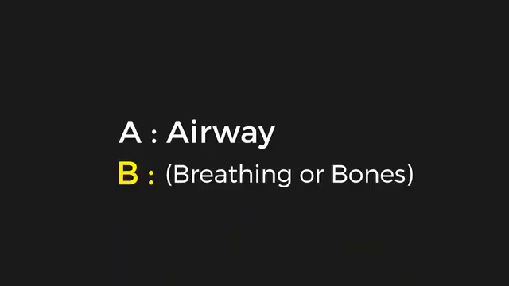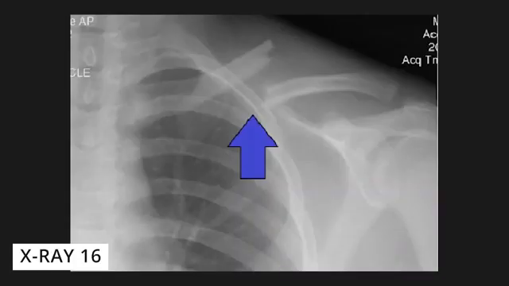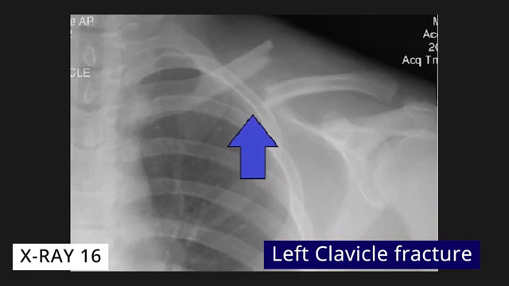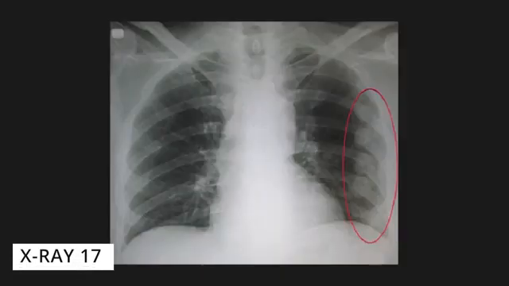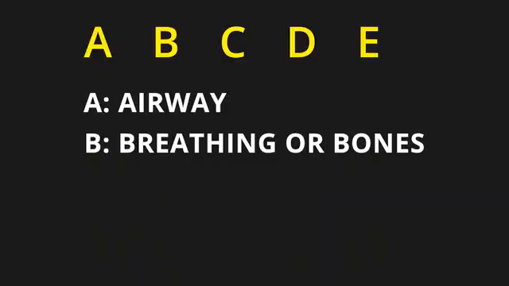Second B is bones. Now look for any kind of bony fractures. In this X-ray, you can see a left clavicular fracture. Now in this X-ray, see the normal ribs contour on the right side, whereas there are multiple rib fractures on the left side. Till now we have covered A and B of the mnemonic ABCDE.